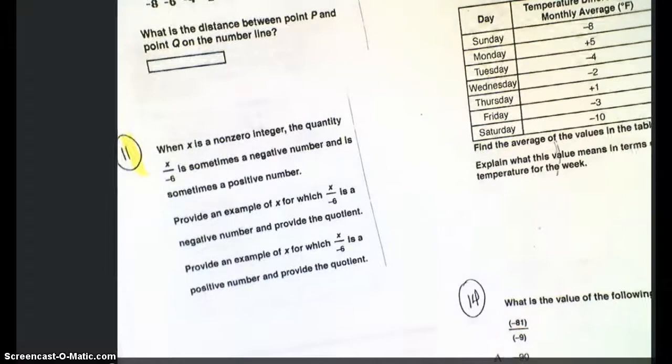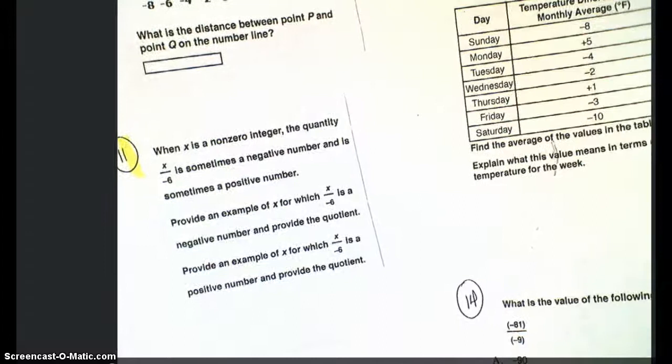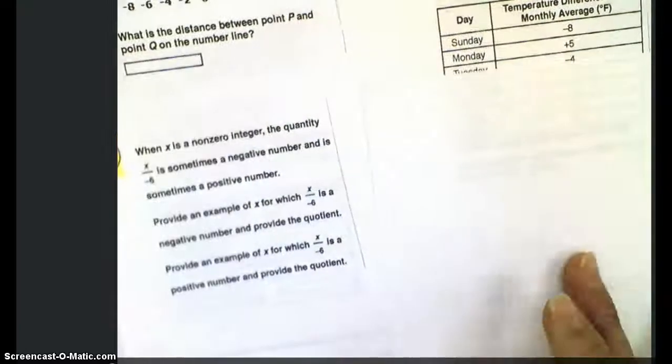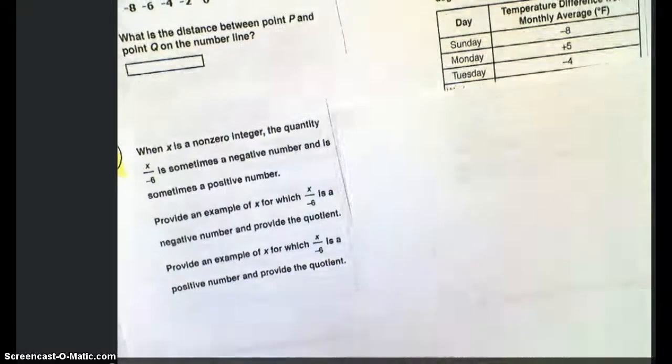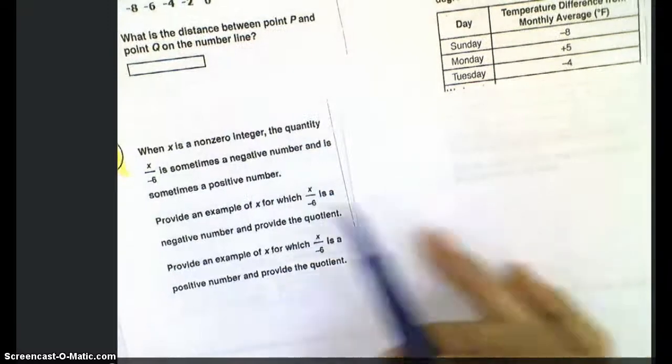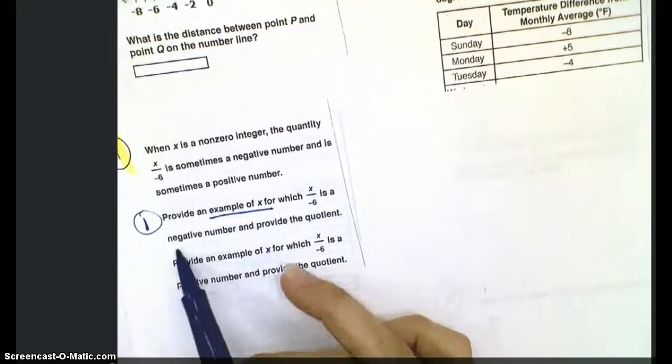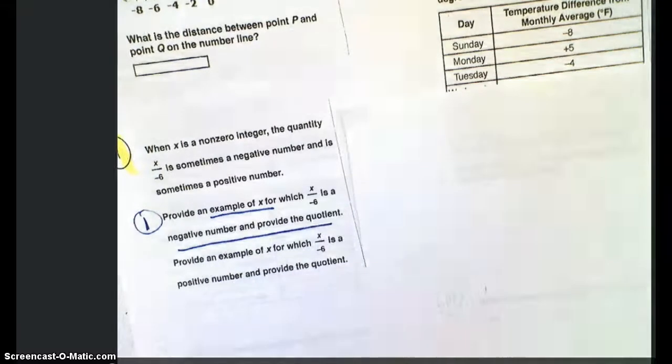Let's go to the next page. Let's look at 11. 11 seems a little bit wordy and maybe a little complex. Number 11, what we have here is that there is a quantity. We have to do two things in this open-ended question. First, we need to provide an example for x where it's a negative number.